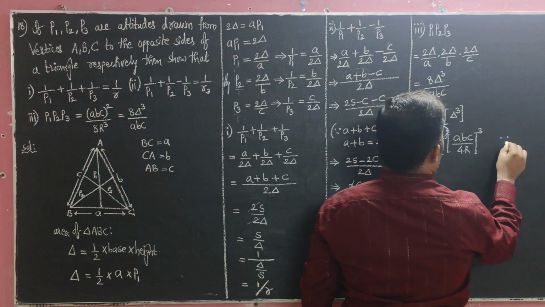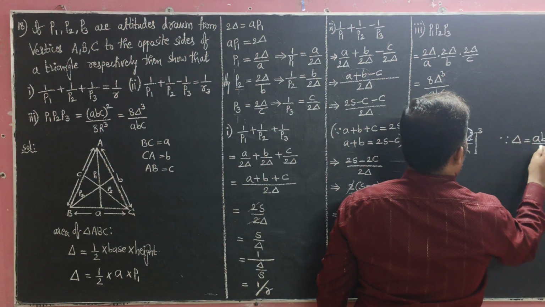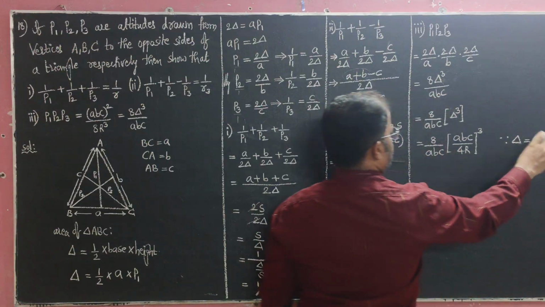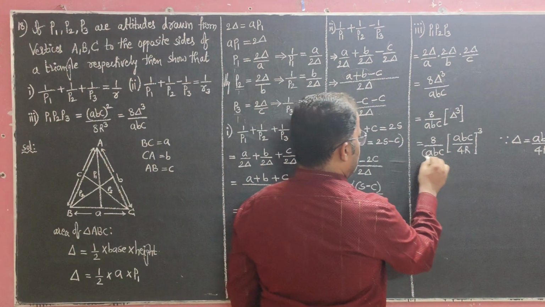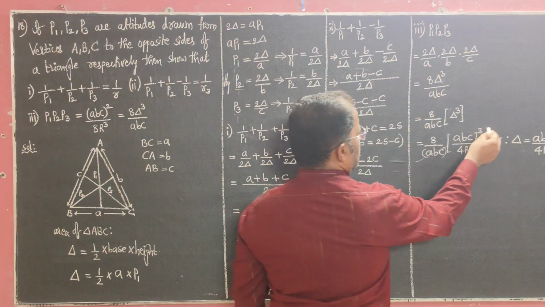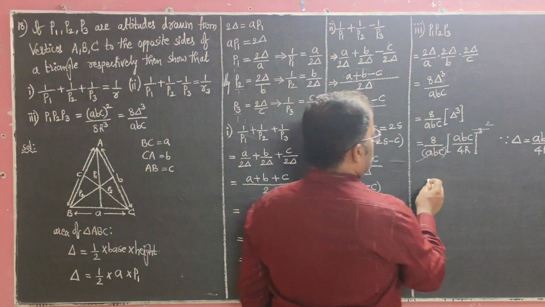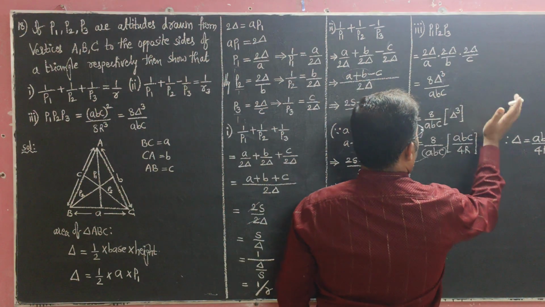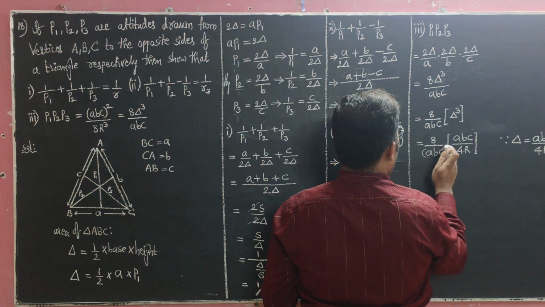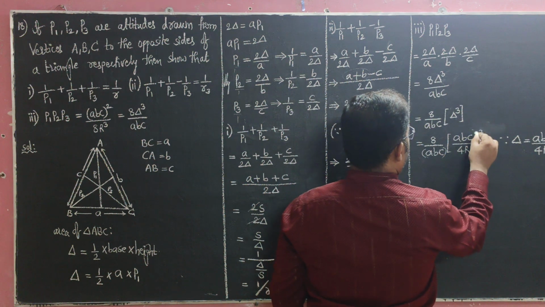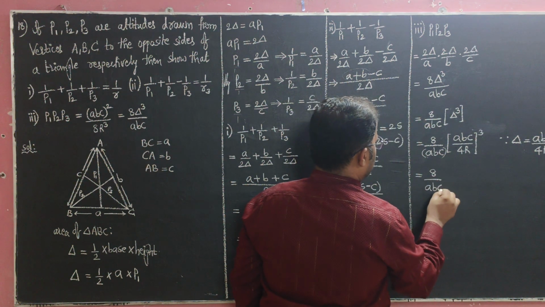Because we know the delta formula is ABC by 4R, the direct formula, right? Just substitute the delta value and the cube is as it is. Clear? See, ABC is one term; there are 3 terms, so 1 cancels, remaining 2. Next step we will cancel, we have to simplify it. So 8 by ABC as it is.